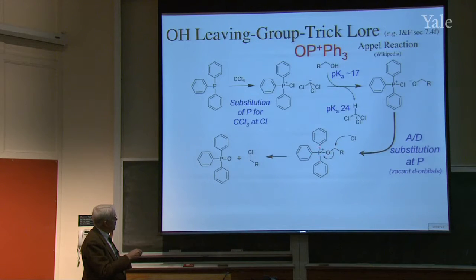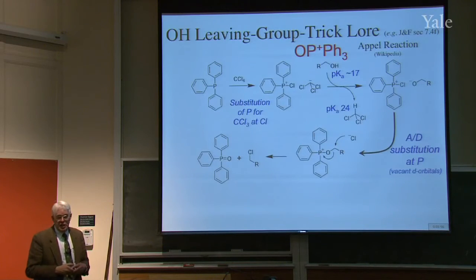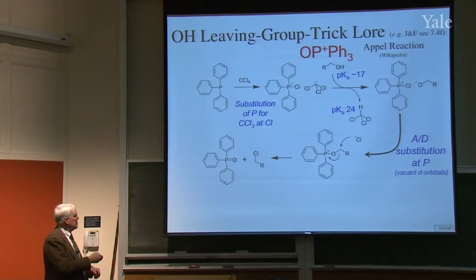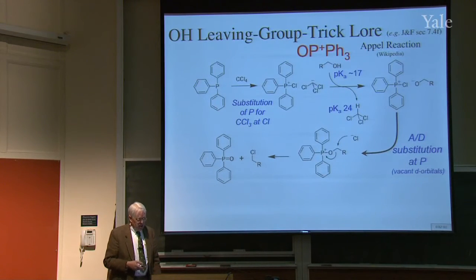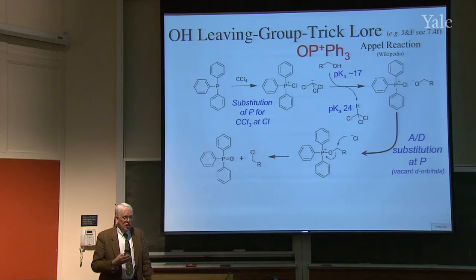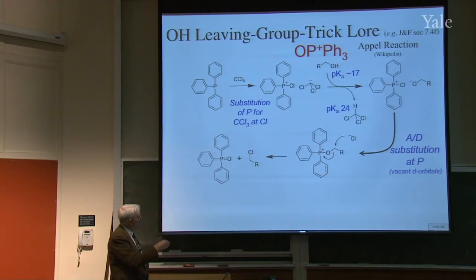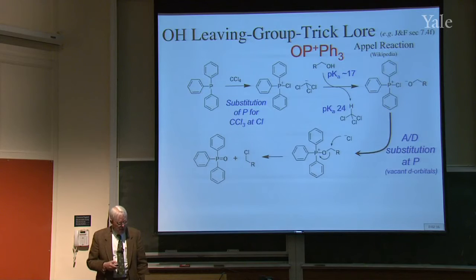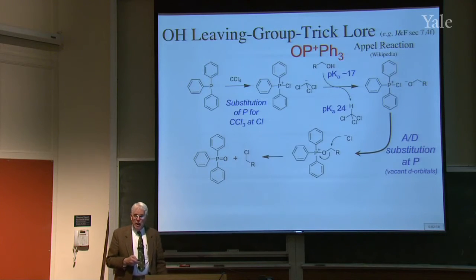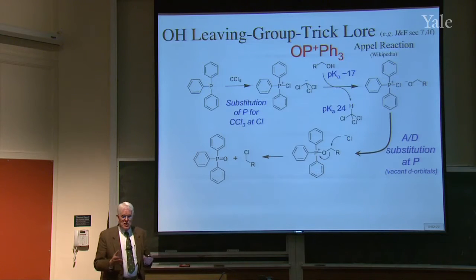And triphenylphosphine oxide is the leaving group. And that's a super leaving group. This is a very strong bond, the PO double bond there. So this converted OH, what would have been an OH leaving group, into this triphenylphosphine cation, which leaves to make triphenylphosphine oxide. So again, you've made a very good leaving group out of an oxygen. So what this shows is that there are lots of ways to skin a cat.